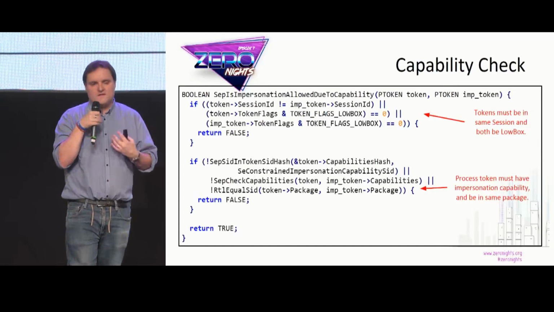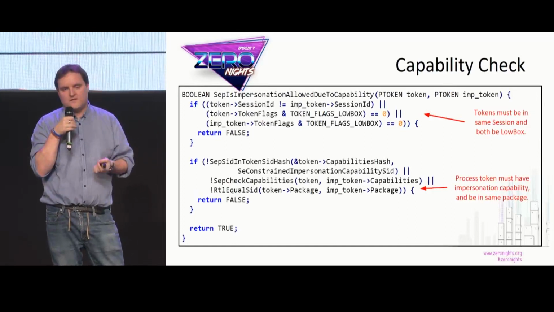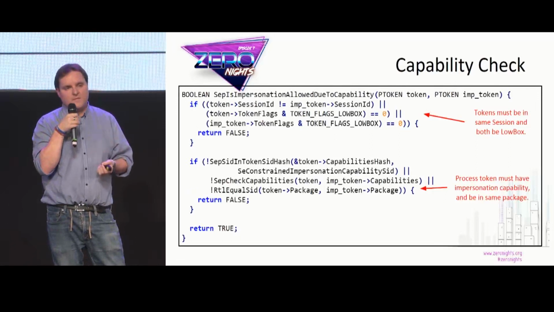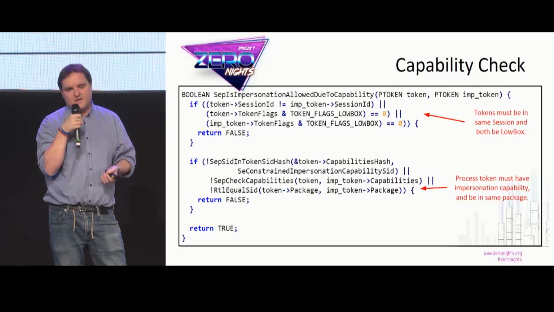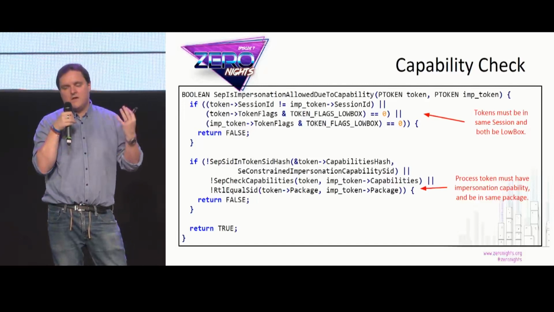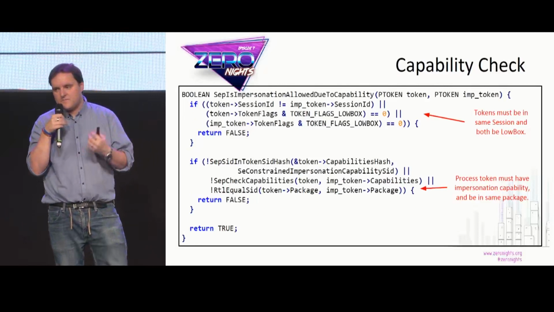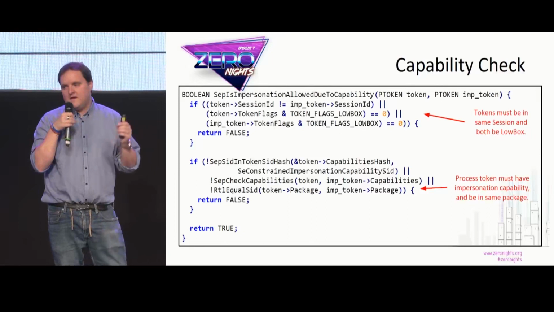And what this is, the capability check, is related to something called low-box tokens, which is a new token type Microsoft introduced in Windows 8 for app containers, the universal Windows applications or Edge's sandbox. These are all low-box tokens. So the capability check checks two specific things.